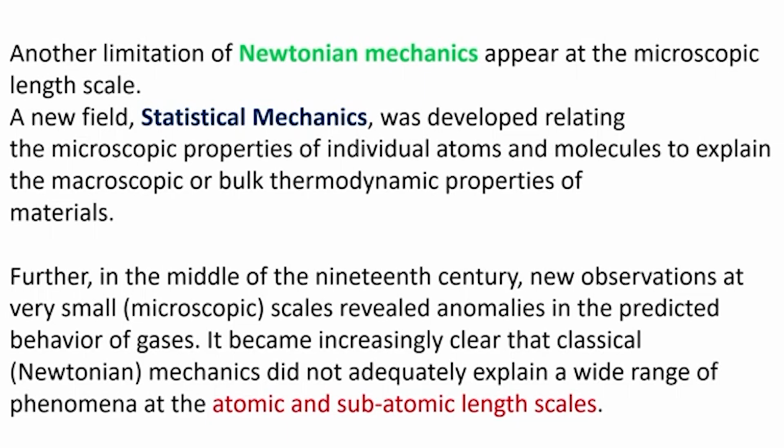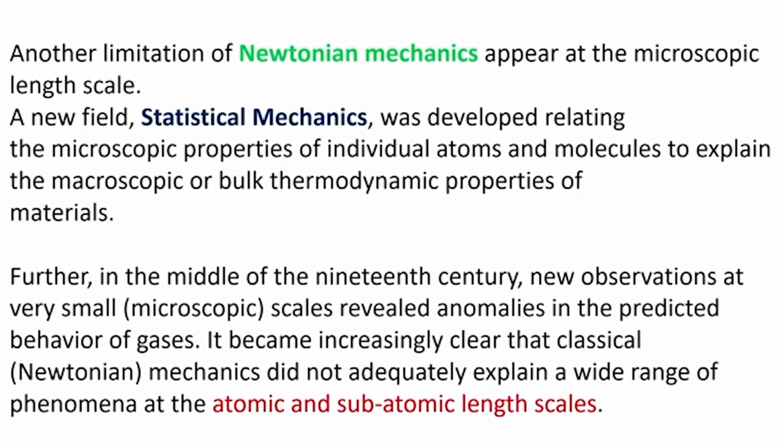Another limitation of Newtonian mechanics appears at the microscopic length scale. For atoms, ions and elementary particles, Newton's laws do not appropriately describe the equation of motion. So, a new field, statistical mechanics, was developed, relating the microscopic properties of individual atoms and molecules to explain the macroscopic or bulk thermodynamic properties.